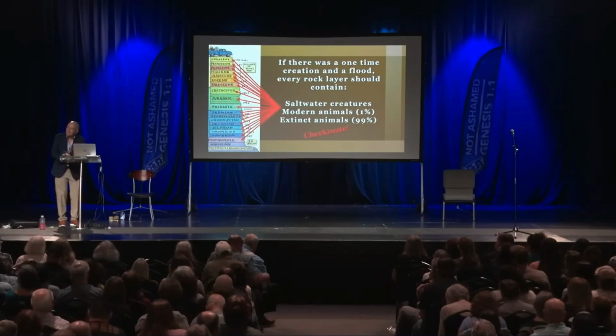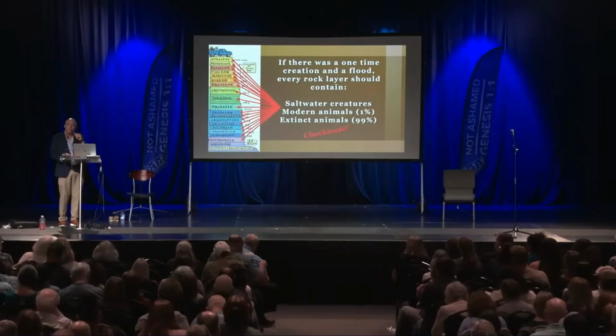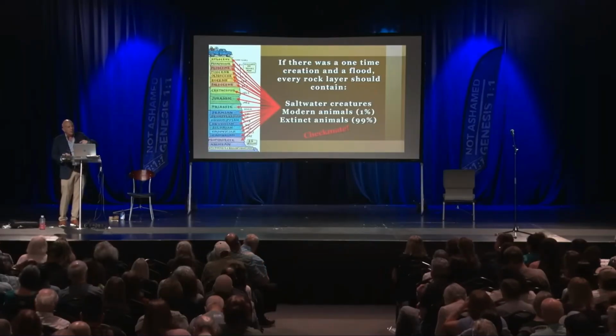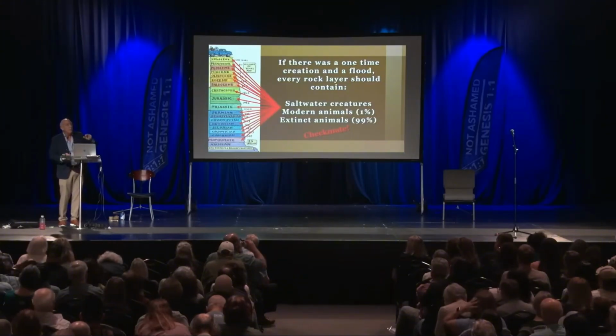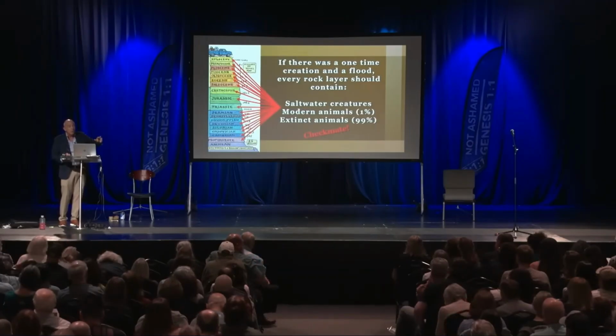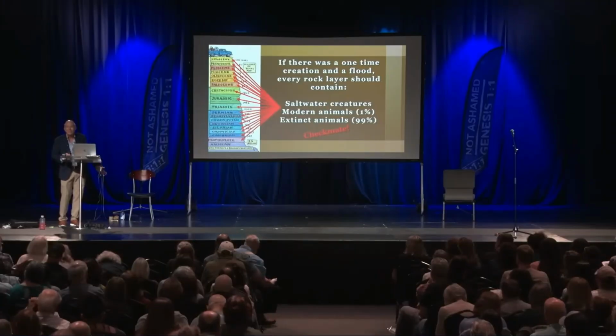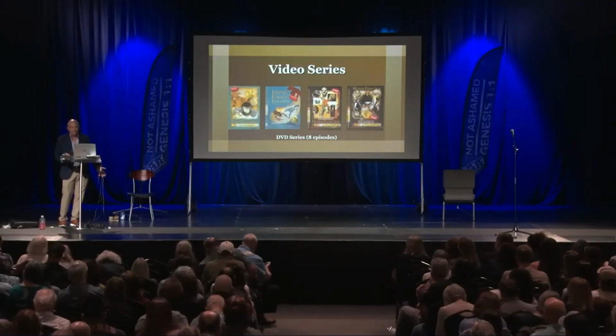That is the end. Because you just predicted that there would be modern animals in every layer. You just predicted there would be saltwater animals in every layer. And the evolutionists told you that the ratio of extinction is 99 to 1. That is what is found. That's not what the evolutionist model predicts.